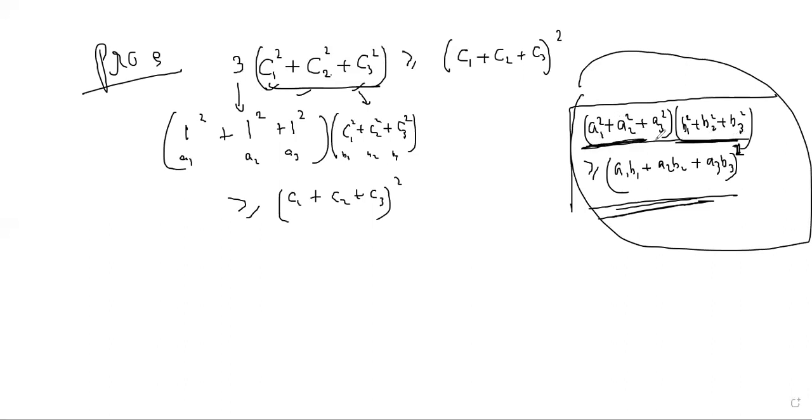But how do you fit this? How do you get this kind of thing, A1 square, A2 square? This 3 will provide you that, if you break the 3 like that. And 1 square, 1 square, 1 square is the most obvious way to do it.